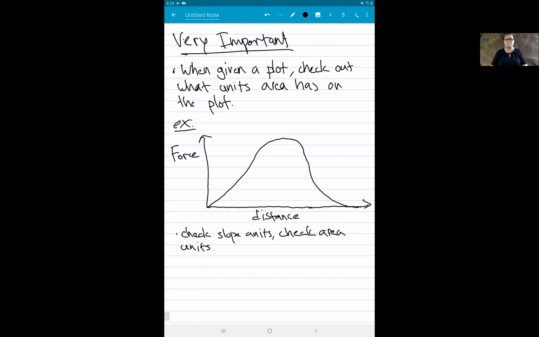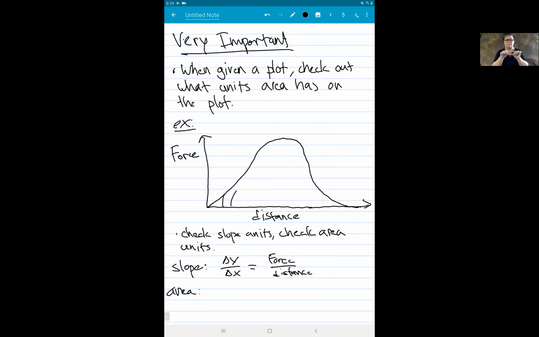Okay, the slope of this graph would be delta y over delta x, right? Change in y over change in x, rise over run. In this case it would be force over distance. That's cute, but it doesn't really tell me too much, right? Let's look at area.